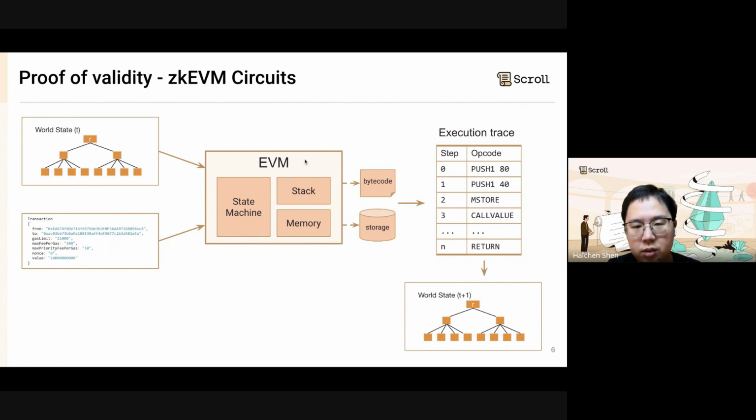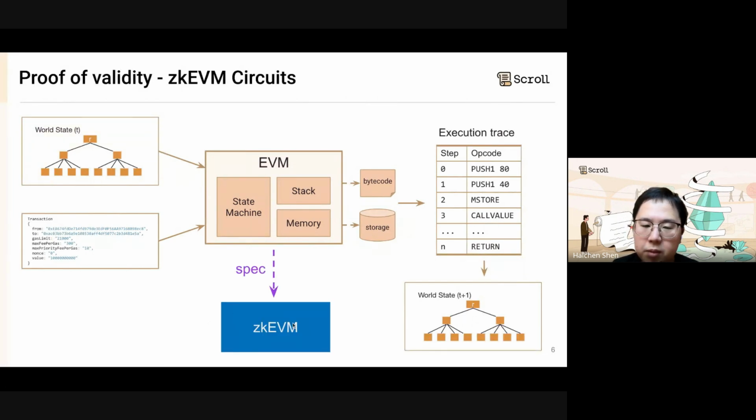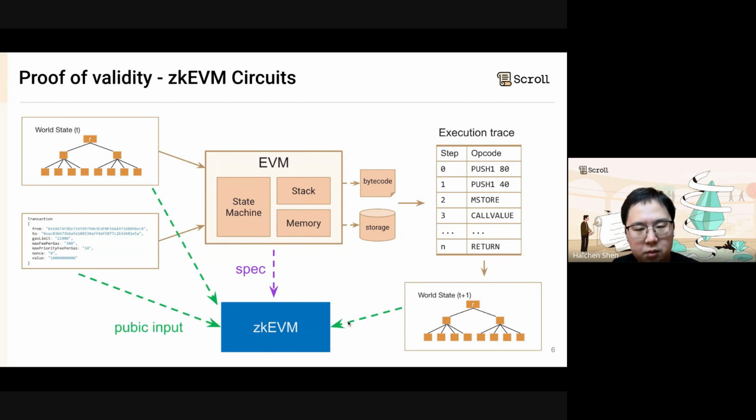After you execute this virtual machine, you get an execution trace, from step 0 up to step n, until you finish executing the smart contract. You then end up with a new state root at timestamp t+1. What the zkEVM does is take the spec of the EVM and encode all of the constraints to constrain the correctness of the execution of this EVM. It takes these three as the input: the old state root, the transactions you're going to process, and the new state root, which is the output.